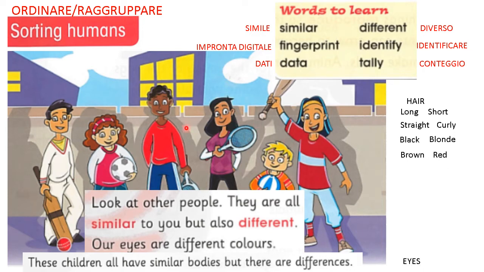Our eyes can be different colors too, and different shapes and sizes. Brown, blue, green, big, small.